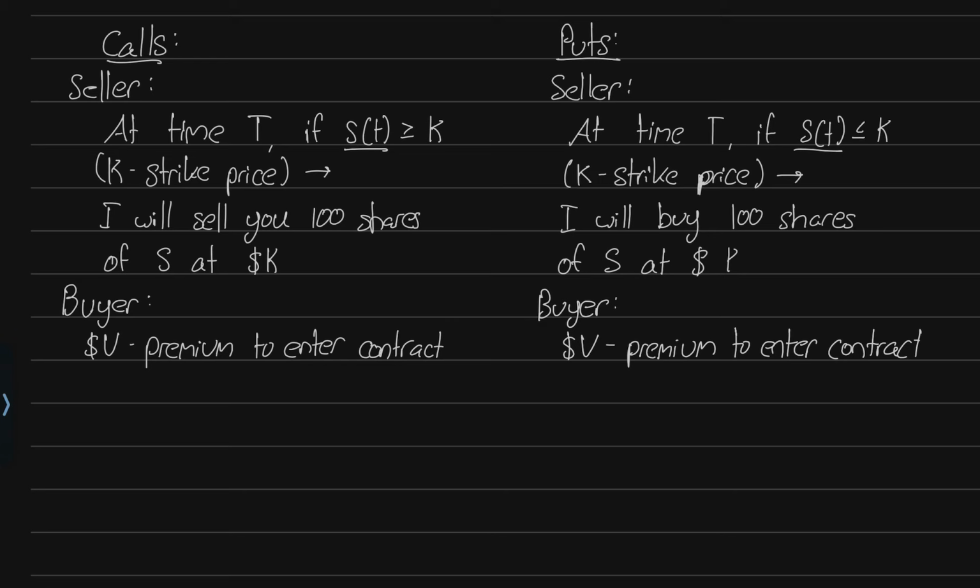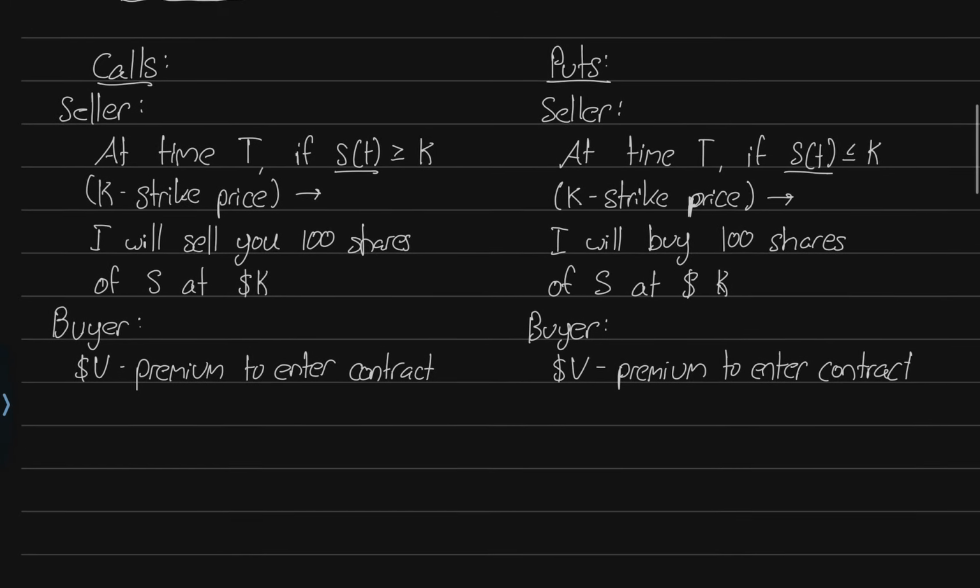Now, again, to reiterate how puts work, at a final time T, if my stock price goes lower than a chosen strike price, the strike price is a constant, then the seller of this position, the put position, will buy 100 shares from the buyer at that K strike price. And the drawback for the buyer is that he has to pay some kind of premium to enter this contract.